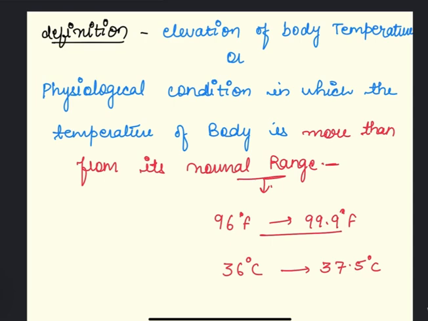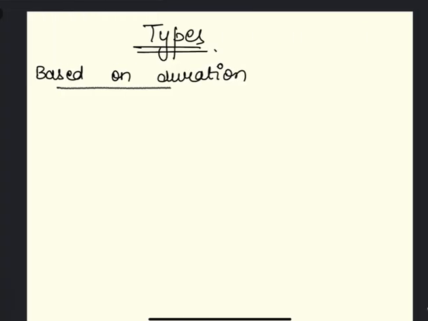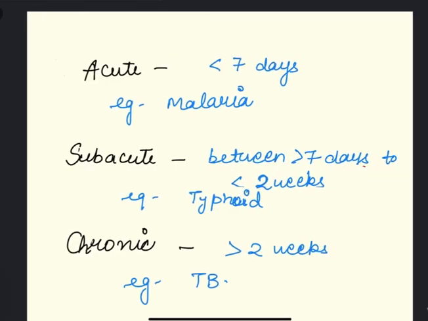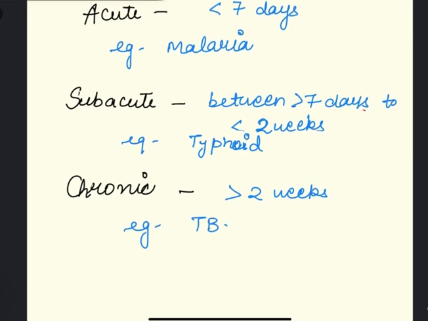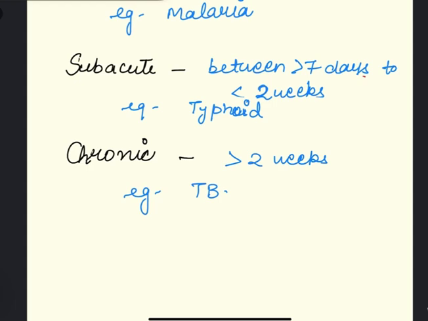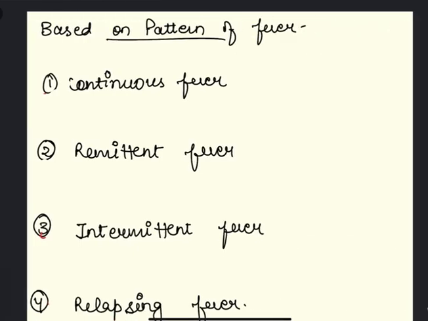Now, types based on duration, we have acute, subacute and chronic type of fever. Acute, which resolve within 7 days, and for example it's malaria. Subacute, which takes more than 7 days and less than 2 weeks to get resolved, and for example typhoid. And chronic fever usually takes more than 2 weeks to get resolved, and the best example for this is tuberculosis. Chronic fever do not resolve, like it will take more than 2 weeks, but it's not definite that it will be resolving or not. So basically it won't resolve in less than 2 weeks.